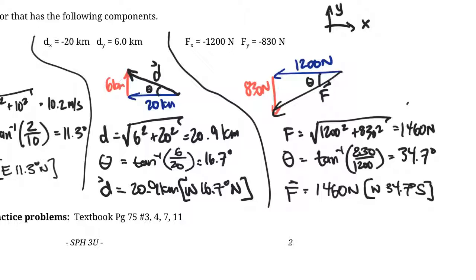Same thing with the last one. This is a sum of forces, so this is a force vector. So these are both negative components. So the x component's got to go to the left, which is the negative direction for x. The y component's got to go down, which is the negative direction for y.